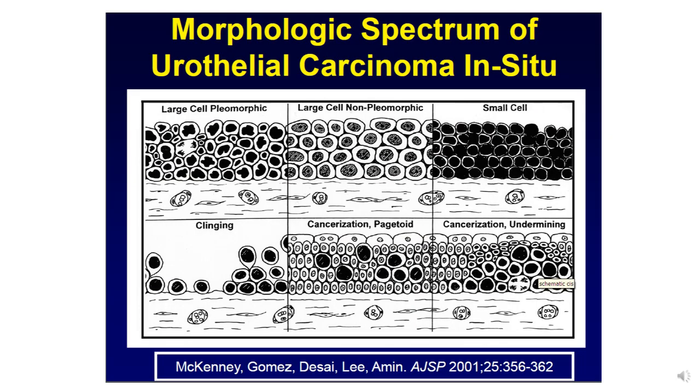As we discussed, various morphological subtypes have been proposed. This is a very famous illustration by Dr. Jesse McKinney and colleagues, in which they divide flat carcinoma in situ into 6 different morphological subtypes: large cell pleomorphic, large cell non-pleomorphic, small cell, clinging or denuding, pagetoid cancerization, and cancerization undermining. I showed you this particular example. Now let's see two other common manifestations.